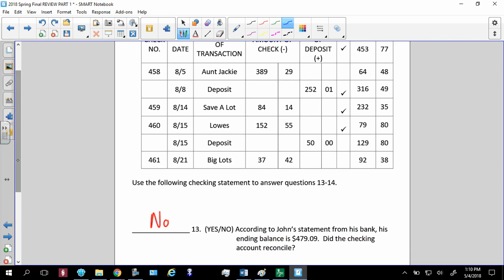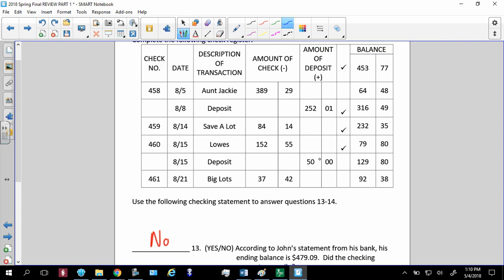According to John's statement from his bank, his ending balance is $479.09. Did the checking account reconcile? Reconcile means do the bank and John agree on how much money he has? So here's how you do this. Going up into your check register, notice that some things are checked. If anything's checked, that means the bank has cleared it and it's good. Technically, you wouldn't do this in real life, but in this problem, anything that's checked really has nothing to do with what we're trying to do.